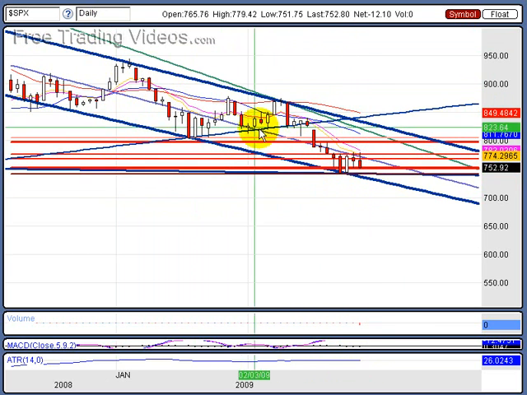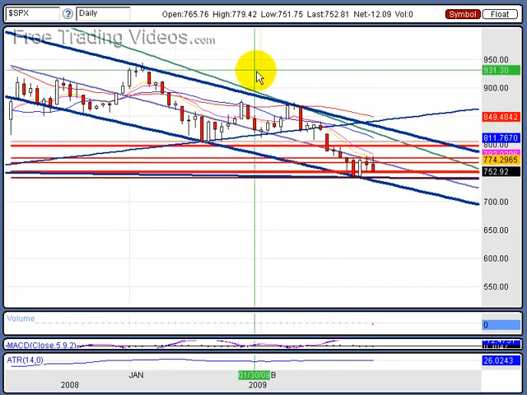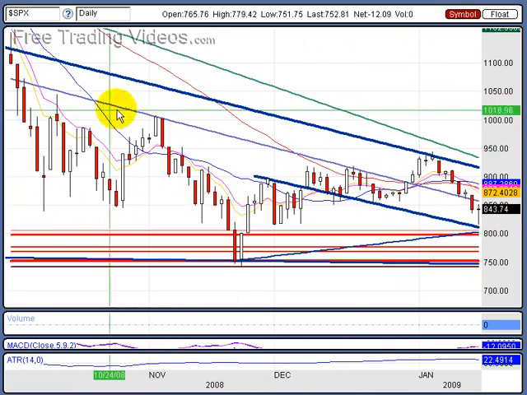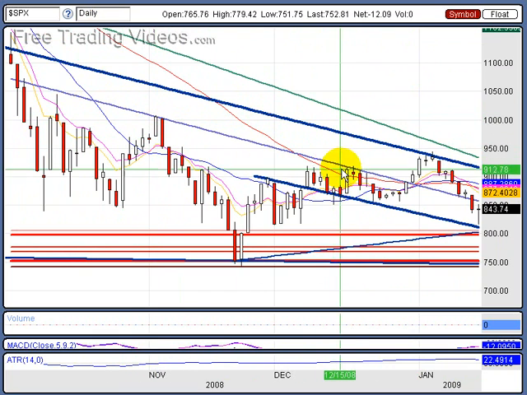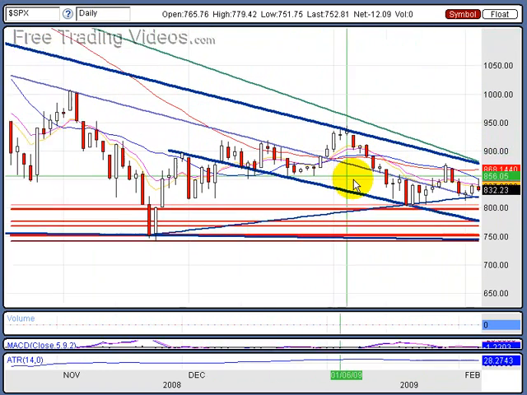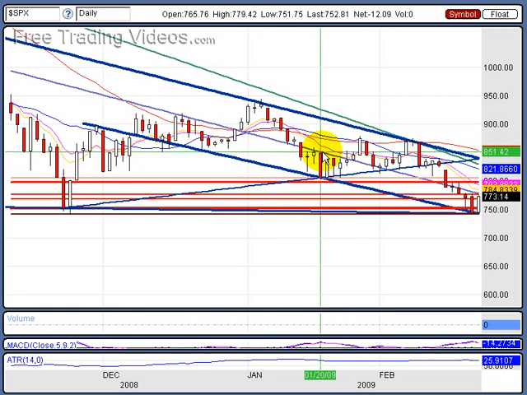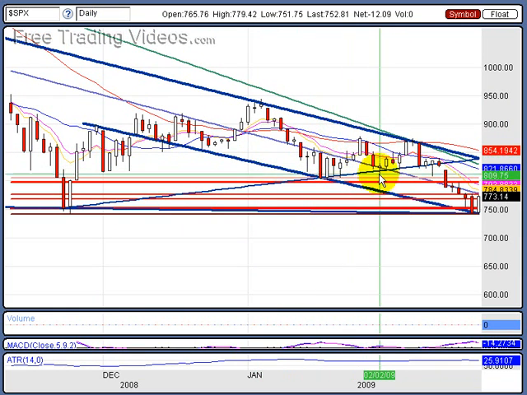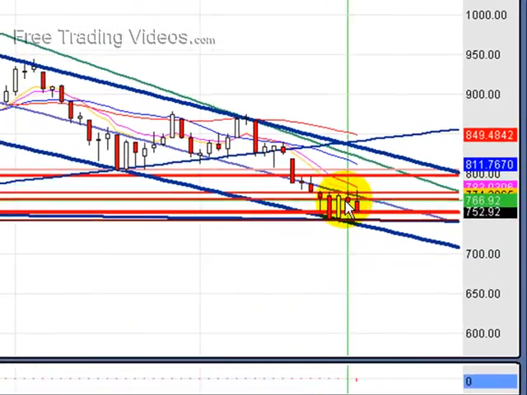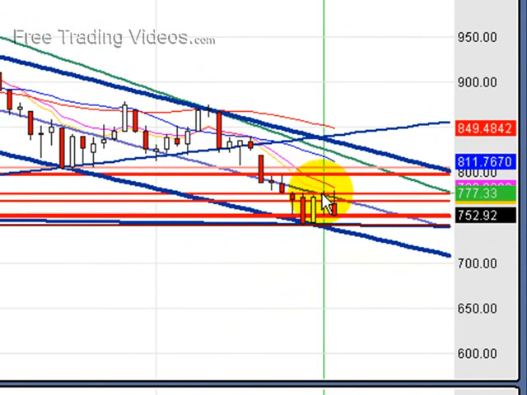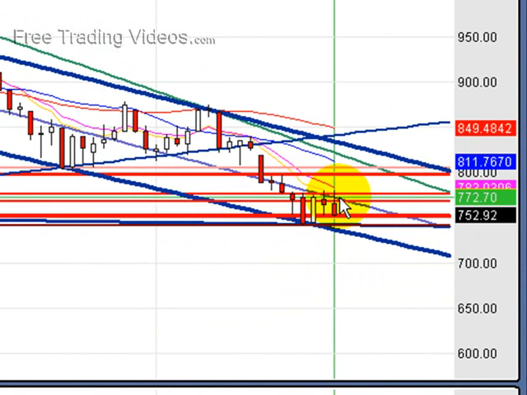Now, do you see this light blue one that we have? We've looked at this a couple times, but I want to go back and share with you again. Resistance comes up here acting as some resistance, support, and resistance. So this is acting as a significant area also. Last few days has been acting as resistance for the S&P.